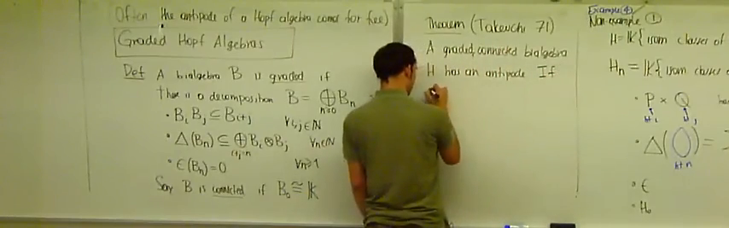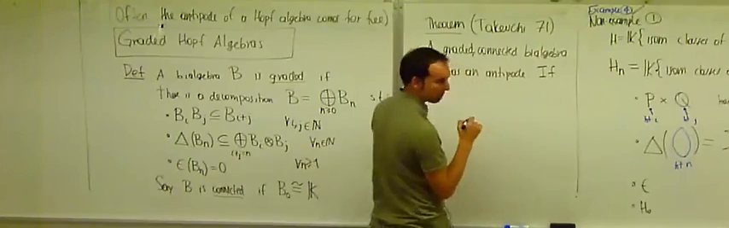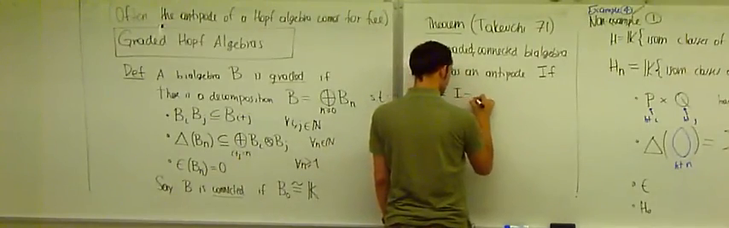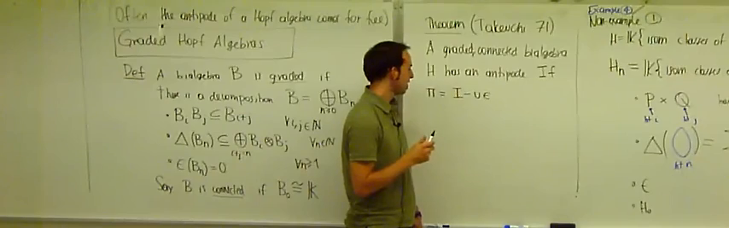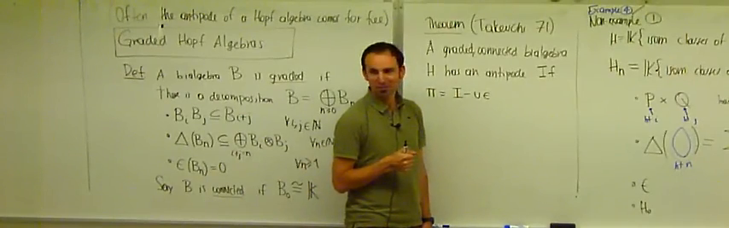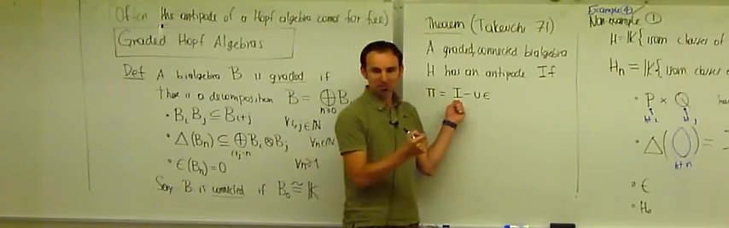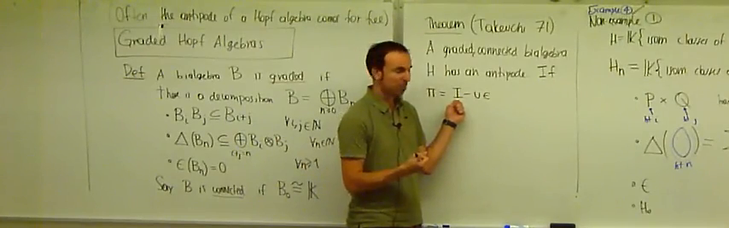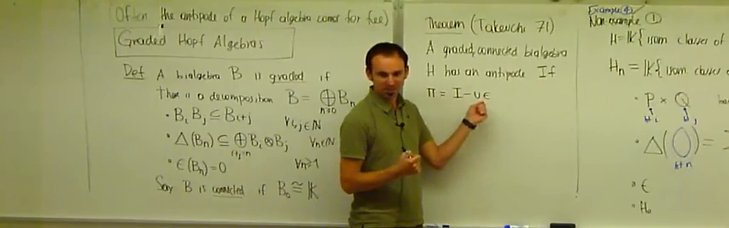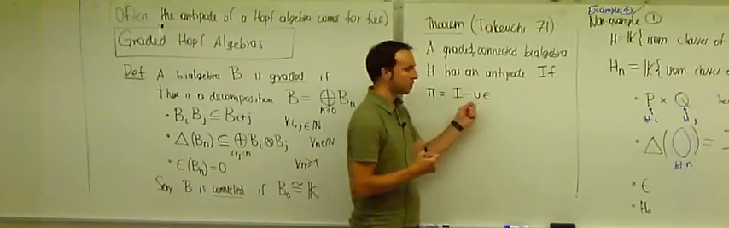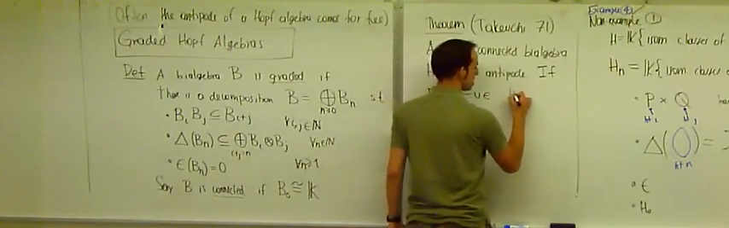So if I define pi to be I minus u epsilon, okay? And this is one reason that I wanted to clarify in the last class that we're talking about two different identities here. So this is the identity map from H to H, and it's the identity under composition. And this is the identity of the algebra, and they're different from each other. And pi is going to measure the difference between them. So this goes from H to H.